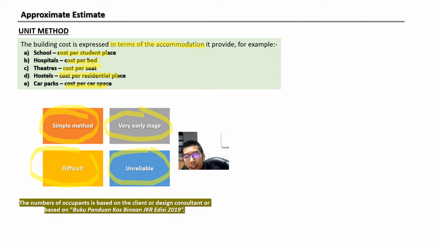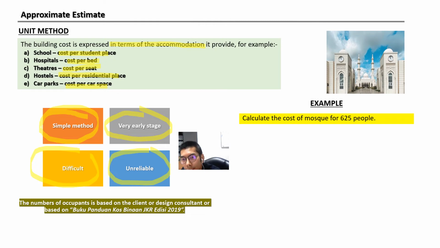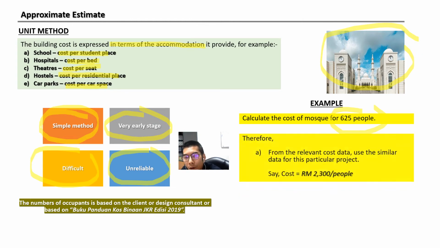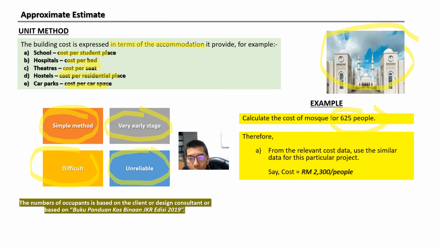Okay, for this method, I'm going to share one example with you. In this example, we want to build a mosque. This one is one of the beautiful mosques located in Senayan, for example. So you have to calculate the cost of the mosque, and the client asks you to build a mosque that can accommodate 625 people, 625 jemaah, at one time. Therefore, from the relevant cost data, maybe you refer to the buku panduan JKR, or you refer to the client or consultant database.